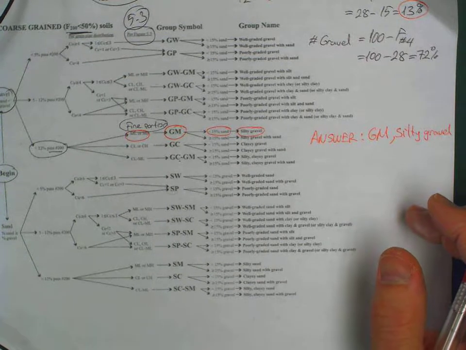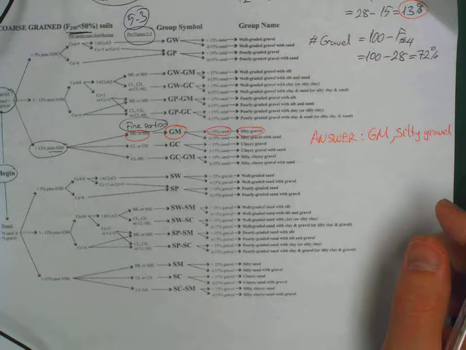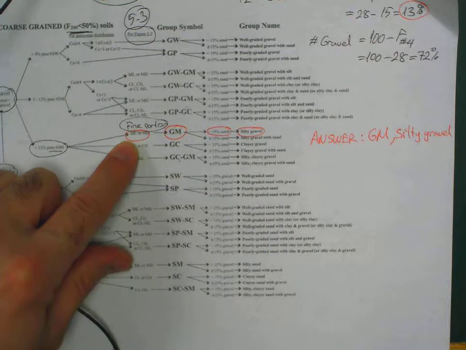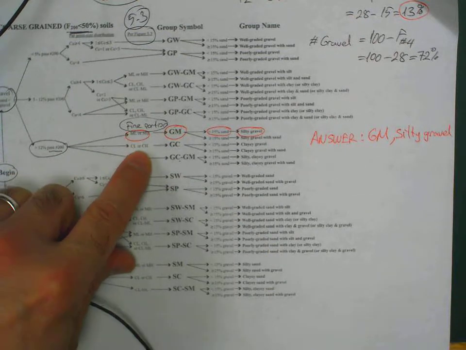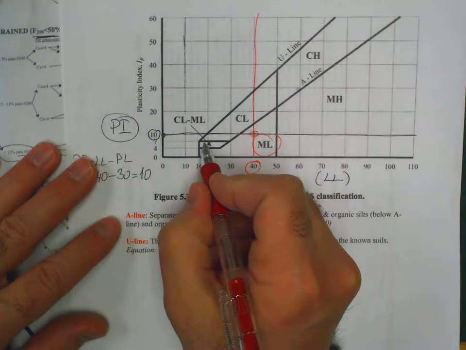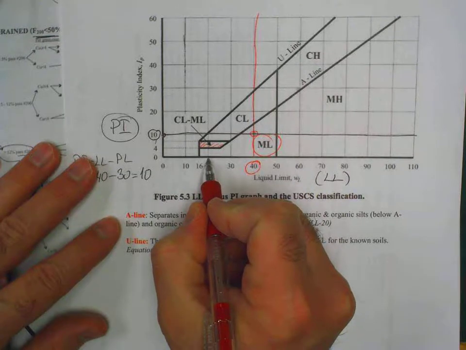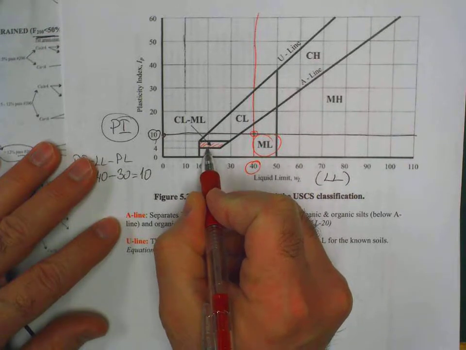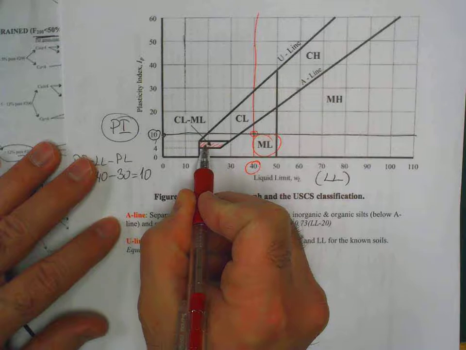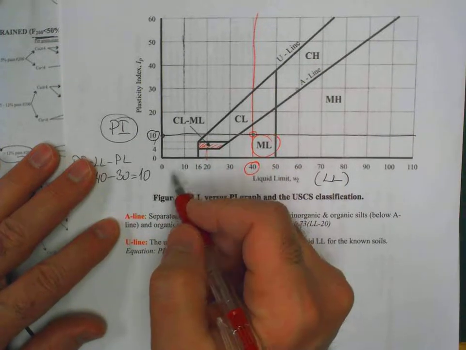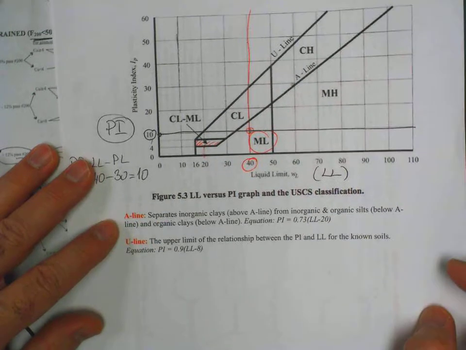Any questions? Yes? How would you end up with the CL-ML? This one? Yeah, how would you end up with that? So in that case, this is the area that corresponds to CL-ML. So you might have a 20 liquid limit and maybe a 5 plasticity index, then you would get in there. Yeah, it's kind of hidden there, right? Yeah, in this entire thing.